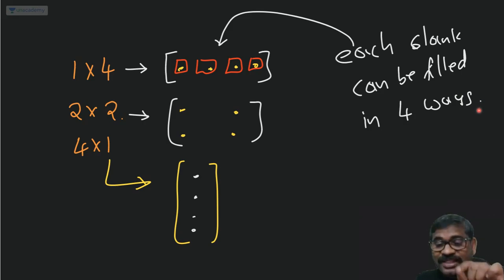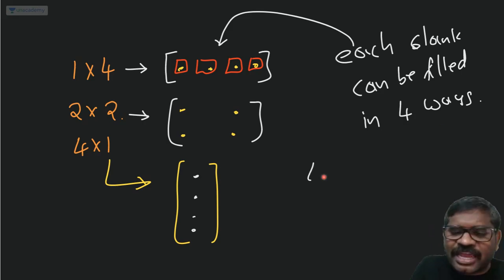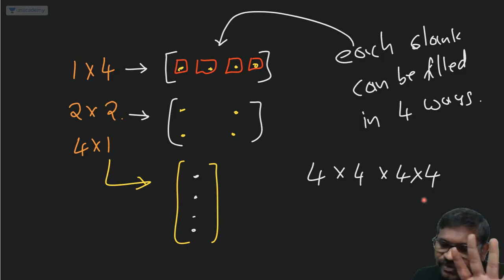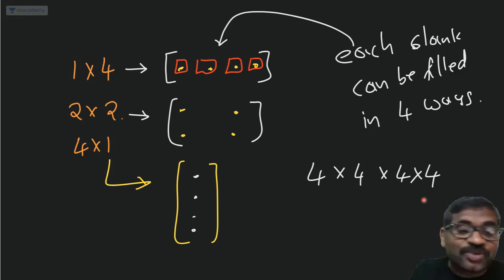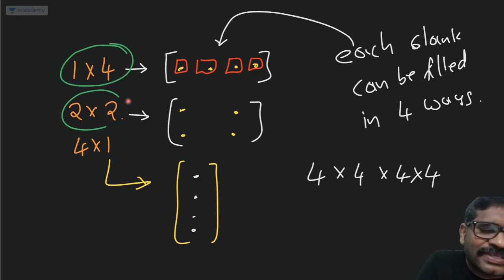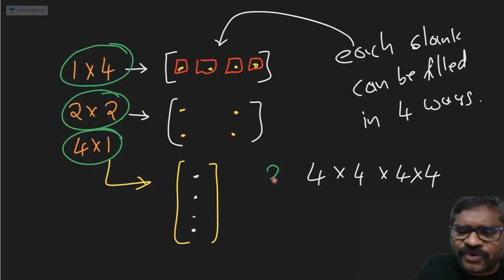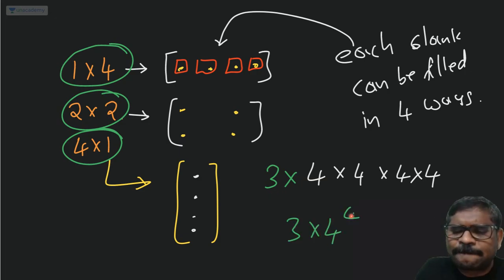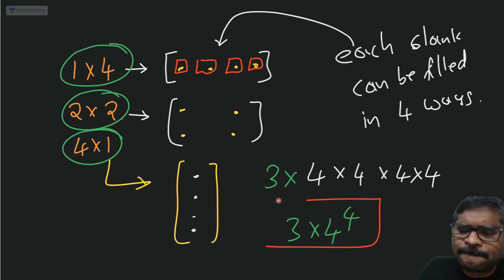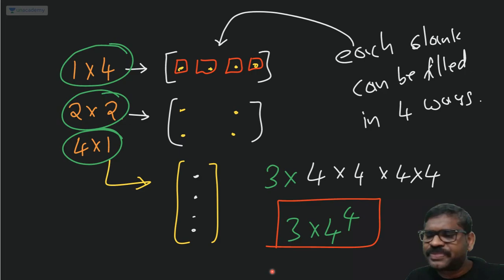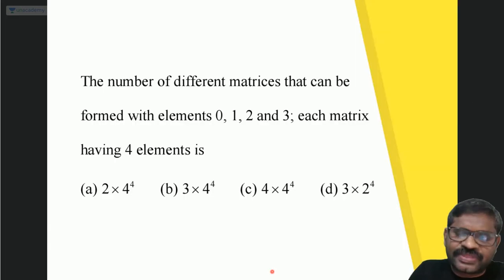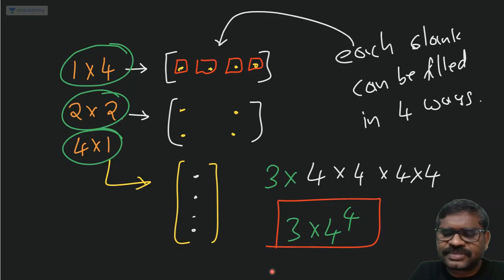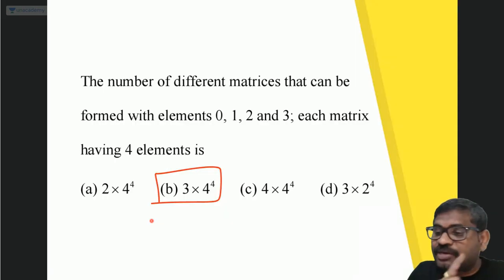So there are 4 blank places. Each blank can be filled in 4 ways. So 4 into 4 into 4 into 4, 4 power 4 ways. How many types of matrices do you have? 3 different types. Therefore, 3 multiplied with 4 power 4. Understood? Now, 3 into 4 power 4 is the answer, because in the problem, he has not mentioned the order.